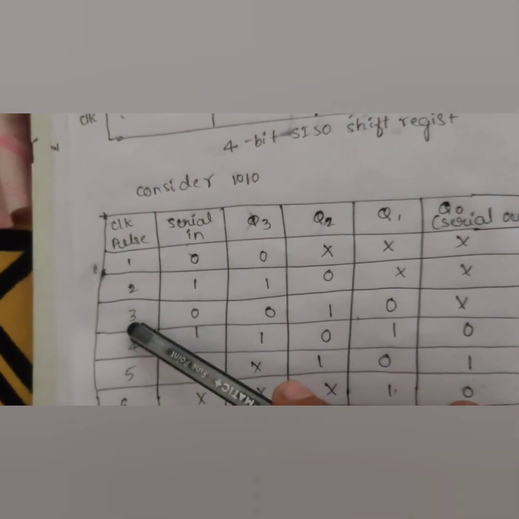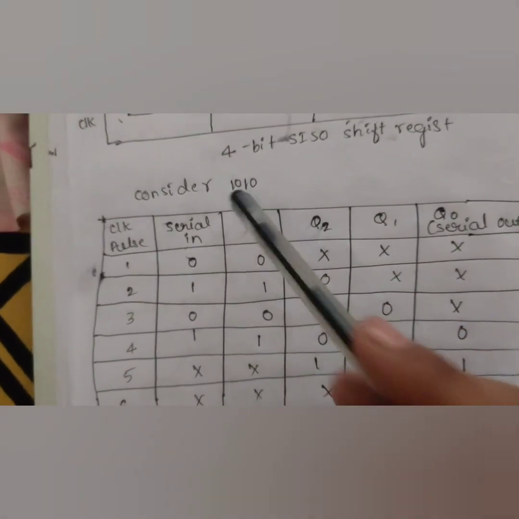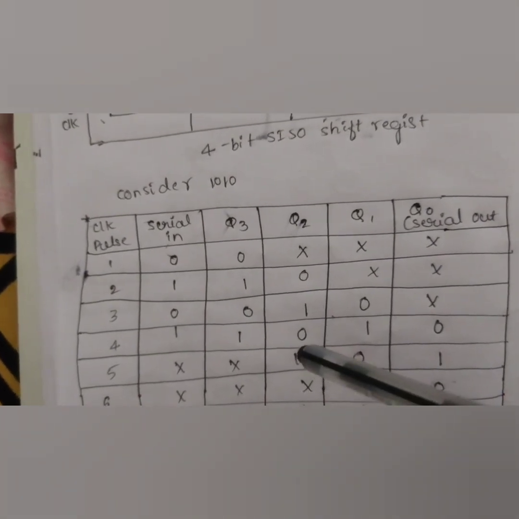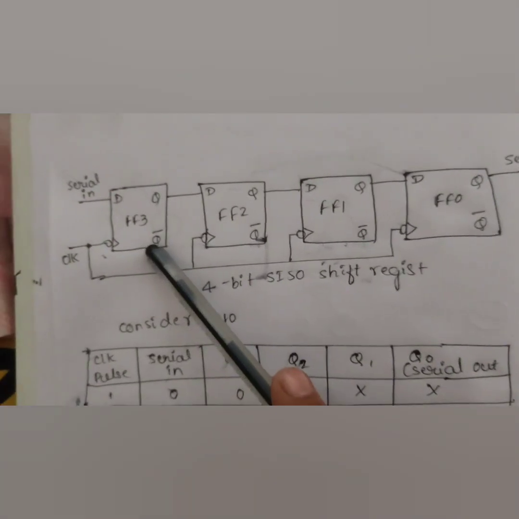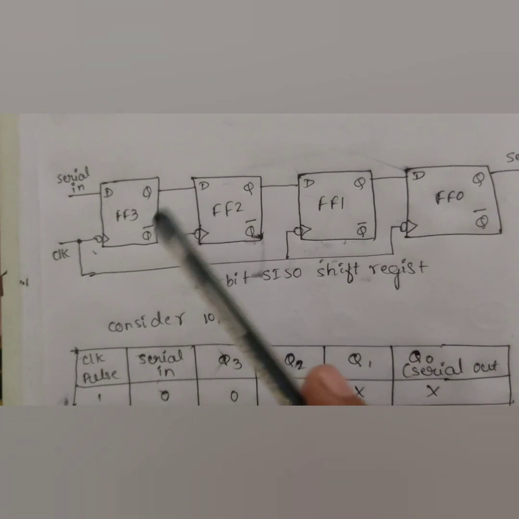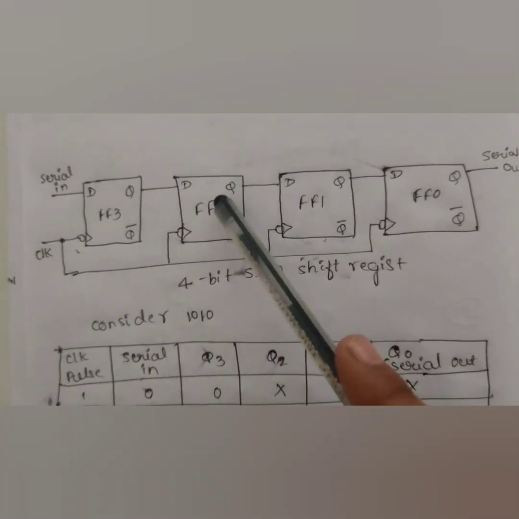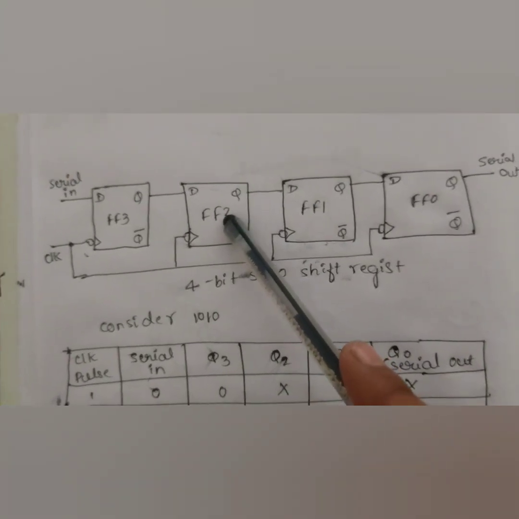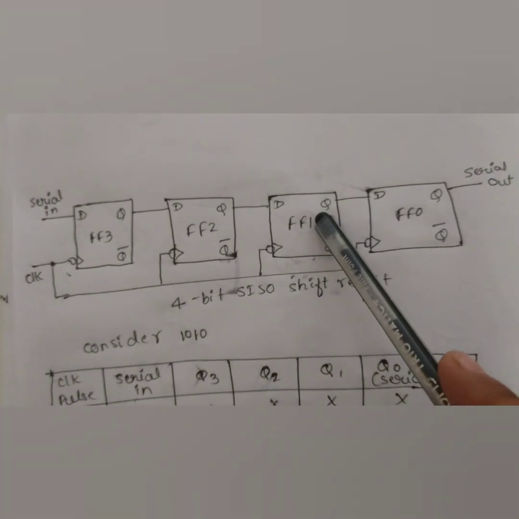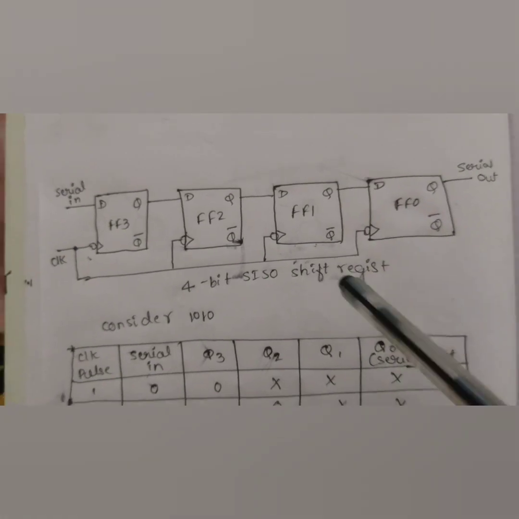On the third clock pulse, the next bit, that is 0, is applied serially to the serial input pin of flip-flop 3. Therefore, Q3 will be reset. The previous output of Q3 is connected to flip-flop 2. Therefore, Q2 will be set. The previous output of Q2 is connected to flip-flop 1. Therefore, Q1 will be set and all other outputs still remain at logic 0.